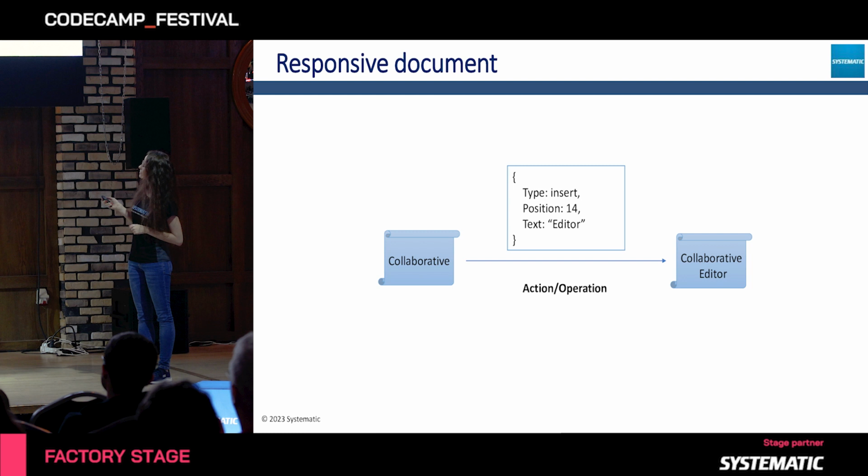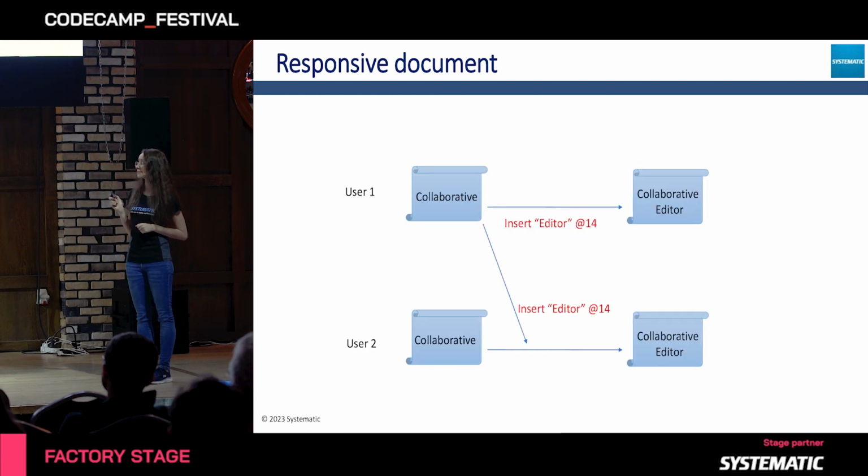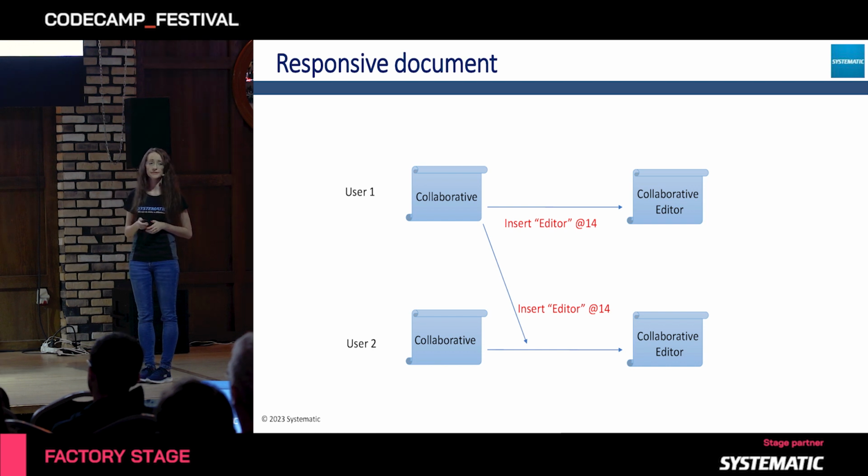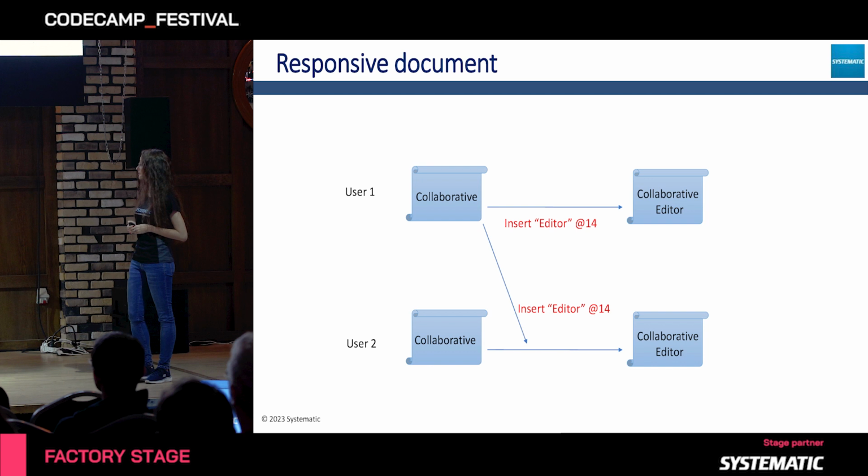So let's return to the previous example, and we have the same two users. Let's assume that they both start with collaborative text present in the document. User 1 inserts editor at position 14. This is how we send that notification to be applied. In the final version of the document at user 1's local copy, we have collaborative editor. And when this is sent to user 2, we get the exact same final version of the text for him too: collaborative editor.